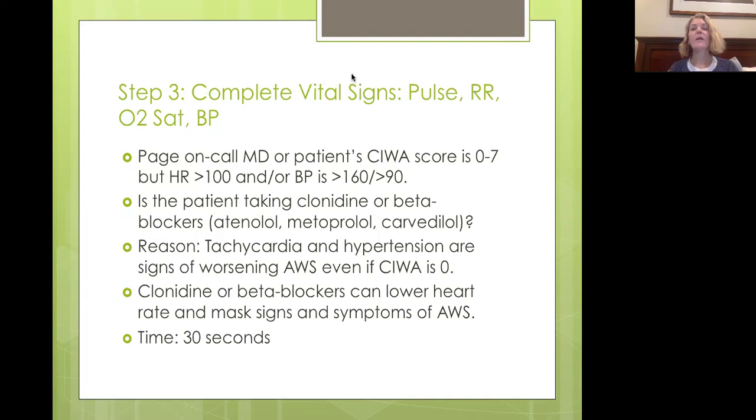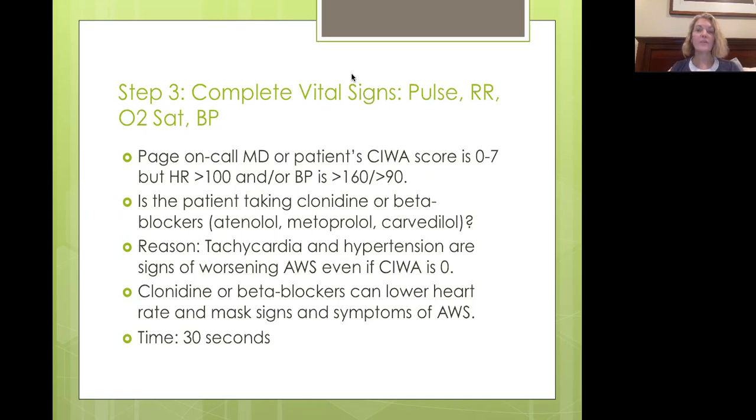Step three, complete vital signs. That means pulse, respiration, heart rate, temperature, O2 sat, and blood pressure, so a full set of vitals. You're going to page the on-call MD or contact the day shift clinician or the FPOD clinician if a patient's CIWA score is 0 to 7, so mild withdrawal symptoms, but the heart rate is above 100 and/or the blood pressure is greater than 160 over greater than 90.